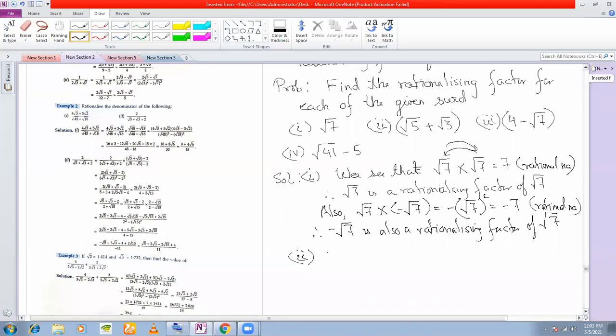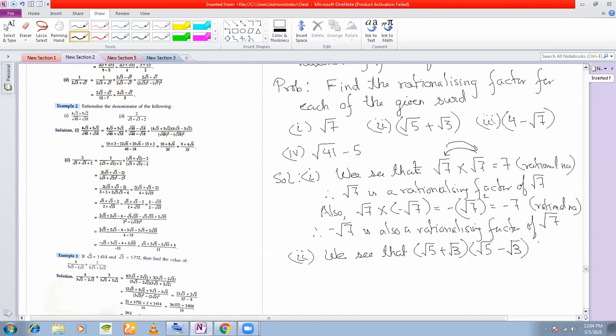Fine. So now consider the next one, root 5 plus root 3. Now what should you multiply this by to convert it into a rational number? See, if I multiply root 5 plus root 7 by root 5 minus root 7. Excuse me, sir. Yes. It's root 5 plus root 3, not 7. Okay, fine. Root 3. Root 5 plus root 3 by root 5 minus root 3.